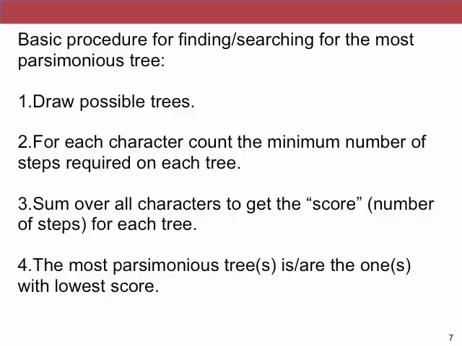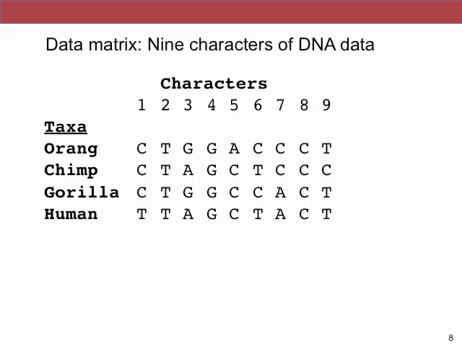But we're going to just assume you're going to draw all possible trees, and then you're going to take your data matrix, and for each character in your data matrix, you are going to score it on each tree. And each character on each tree is going to get a score that corresponds to the minimum number of changes required for that character on that tree. And then you're going to do this for every character on every tree, and you're going to sum up across all characters for each tree and pick the tree with the lowest score. Again, that's the most parsimonious tree.